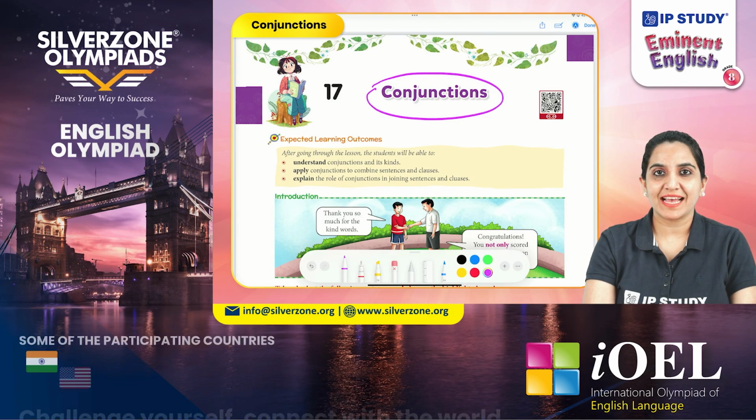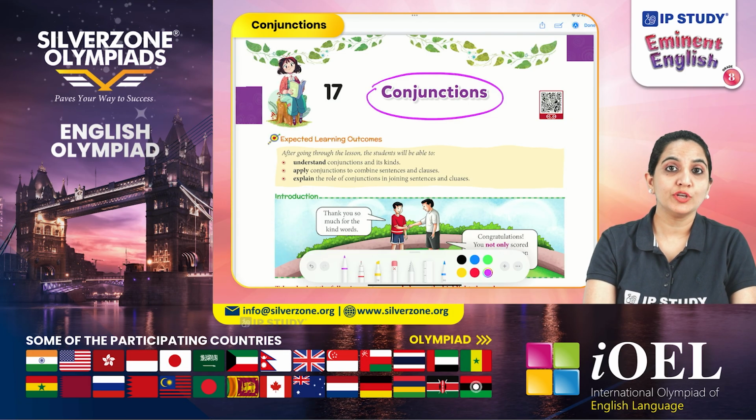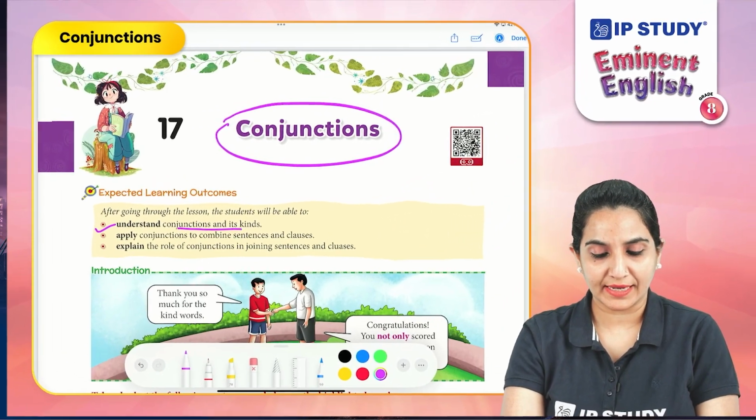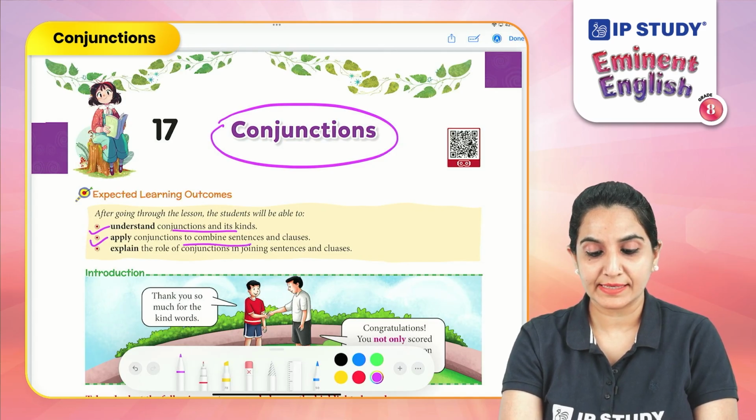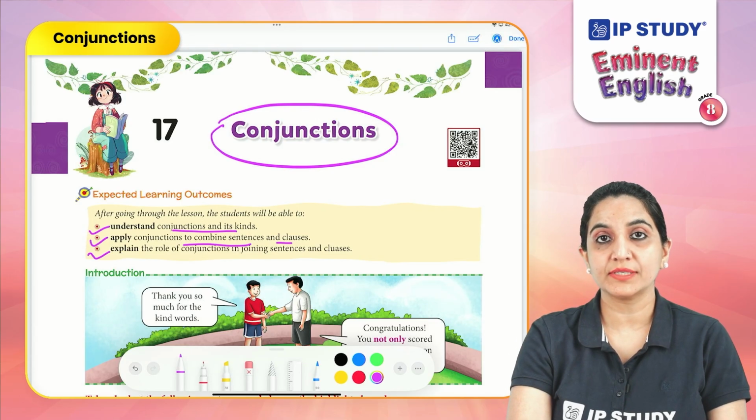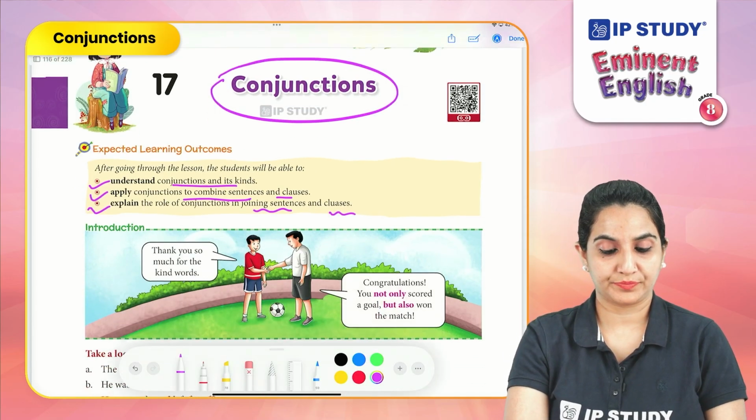Let us understand what we are going to study in this chapter. Before the end of this lesson, you will be able to understand conjunctions and their kinds, apply conjunctions to combine sentences and clauses, and explain the role of conjunctions in joining sentences and clauses.